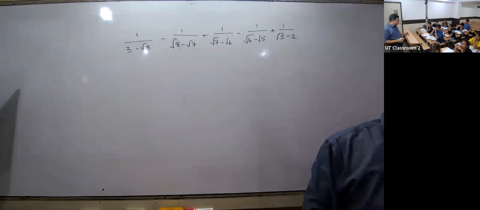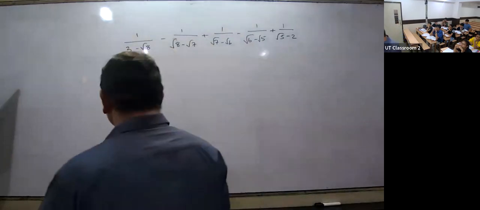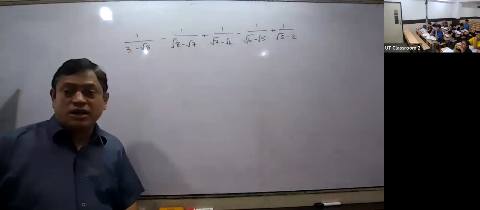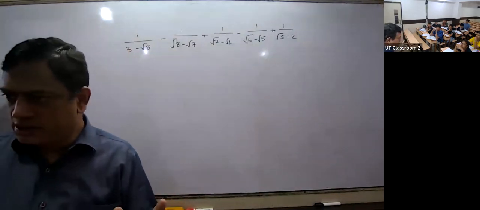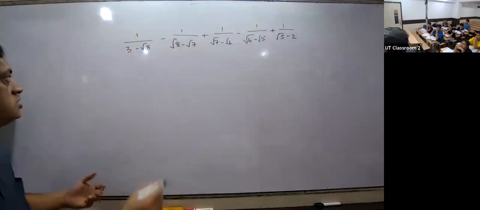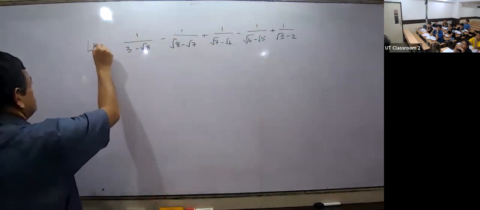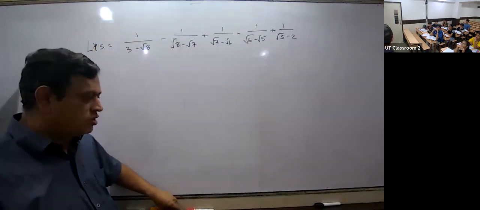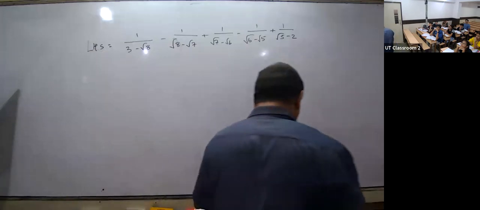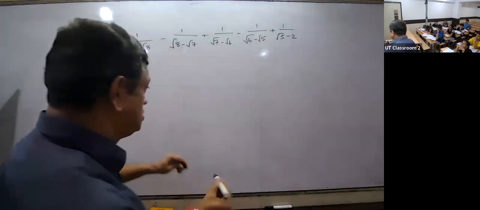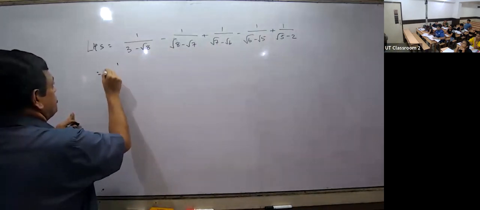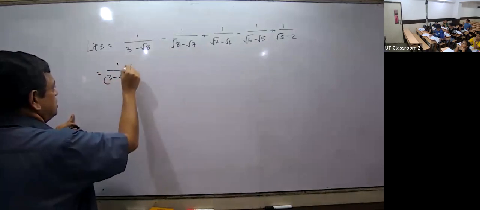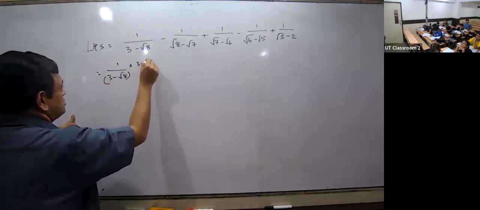Are you following? So what you have to do: first thing, it is a proving question, so you have to write LHS. What do you mean by LHS? Left hand side. LHS is equal to this one. Don't write RHS; both things should not be written together. This we are going to simplify. One by one I am going to rationalize. Look here, the first one, 1 upon 3 minus root 8. Do you know what is to be multiplied and divided by? 3 plus root 8.